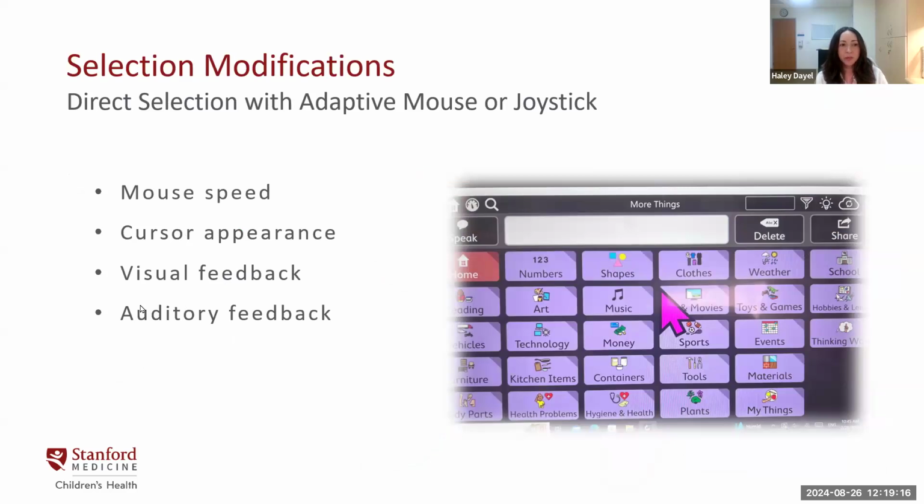So one set of modifications that we might make to the selection method for people using mice or joysticks affect the behavior when they're making selections. So you could adjust the mouse speed, you could change the appearance of the cursor, or you could add some sort of visual feedback. For example, you could add a zoom where it zooms in on the icon, or it highlights the cell, or you could add auditory feedback, which could just be a click sound when they're hitting their selection, or you could add auditory feedback that lets them hear the targets. So as they hover the mouse over it, maybe it says it out loud so that they can hear what their selections are. And then they would click again and hear it in a different voice when they're actually selecting it.